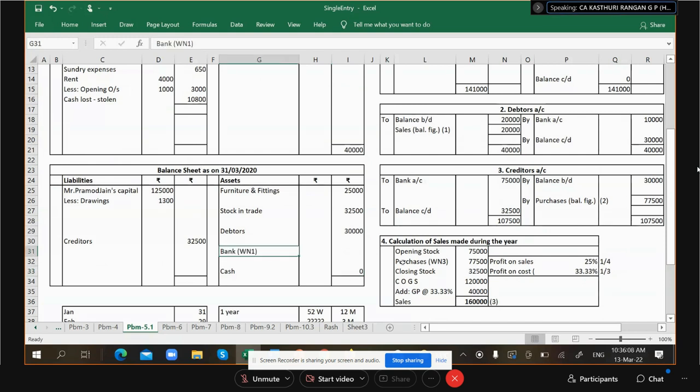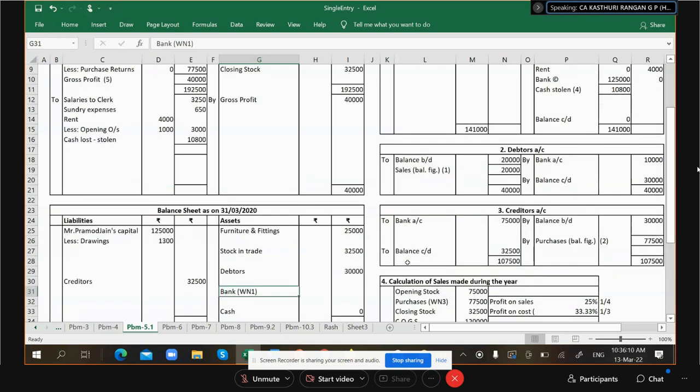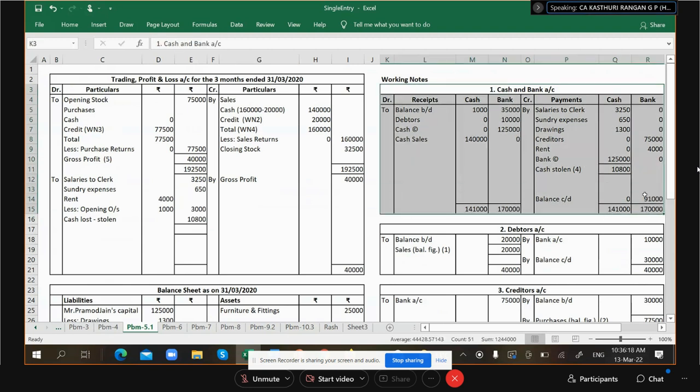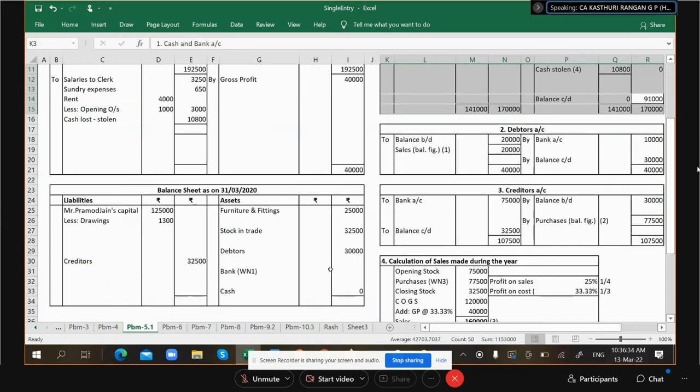But will there be a balance in the bank account? Yes. How will you find out the balance in the bank account? Very simple. Find the bank balance as the balancing figure. You see here, 91,000 is the balancing figure in the bank column. That is the closing bank balance. So where will you put the closing bank balance? In the balance sheet, 91,000. So everything is ready.